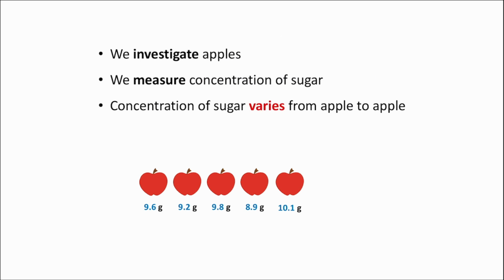And then you know that this characteristic is not constant. So it varies from one apple to another apple. Therefore, this characteristic we will call a variable. So a variable is a characteristic of interest that varies.